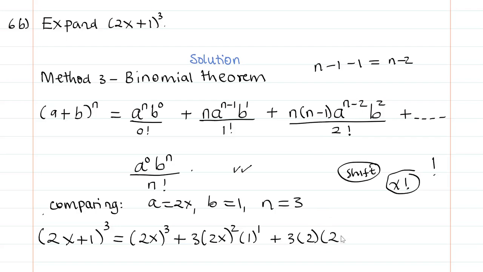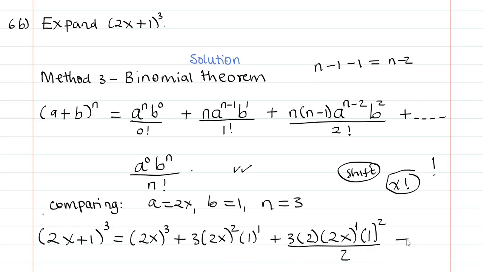What is our a? Our a is 2x. I'm putting it in a bracket because there are 2 terms. And even if it is 1 term, putting it in the bracket makes it better for you to avoid errors in terms of sign. Power n minus 2. What is our n? Our n is 3. 3 minus 2 is 1. And then b is 1, but b to power 2 here. Divide by 2 factorial. You press the calculator. 2 factorial, I'm getting 2. So I now divide this by 2. All these were out of 1, which make no difference.